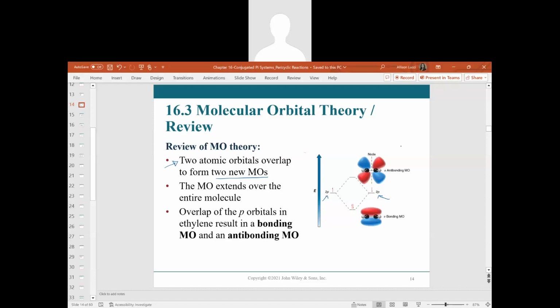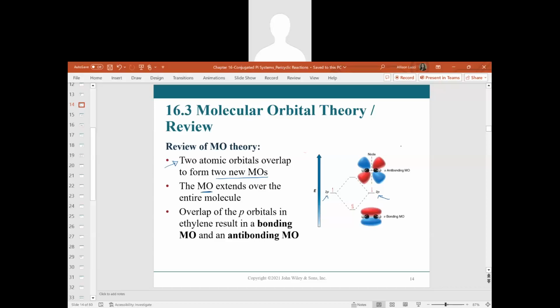So we see that instead of an orbital only applying to an atom in atomic orbital theory, in molecular orbital theory, these electrons extend over, or the orbitals extend over the whole molecule. So the movement of electrons also.